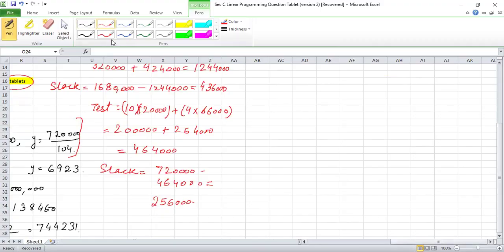For example, if I convert these values into hours, 436,000 divided by 60, we have a wastage of 7,267 hours. Similarly, if I divide 256,000 by 60, here we have a wastage of 4,267 hours. So this is the slack or this one is the wastage.